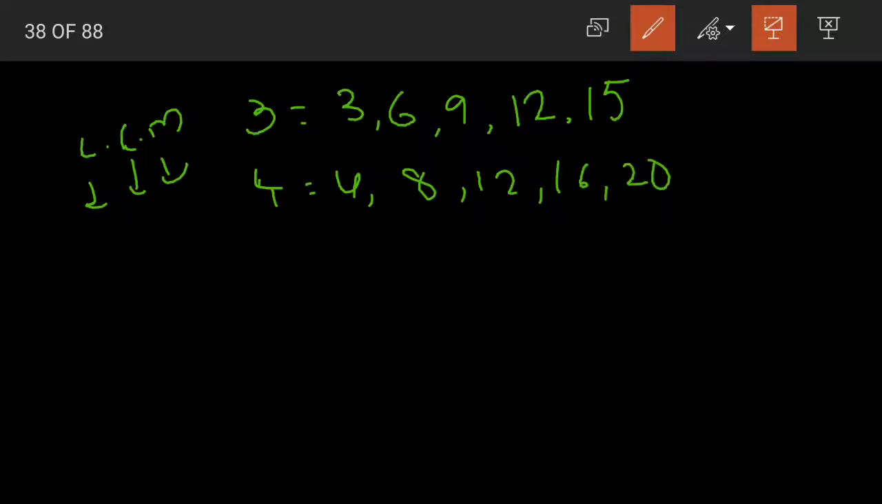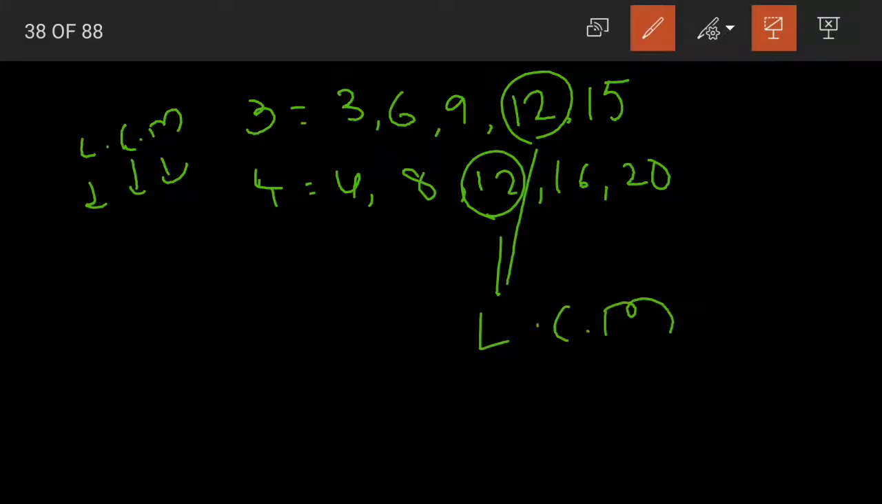Now from this, what is the least common multiple? Least means the first one here. What is the first common multiple? 12. Both 3 and 4 have 12 as one of their multiples, and also it is our first common multiple, that is nothing but the least common multiple of 3 and 4. LCM of 3 and 4 is equal to 12.